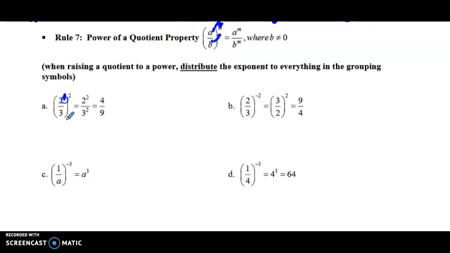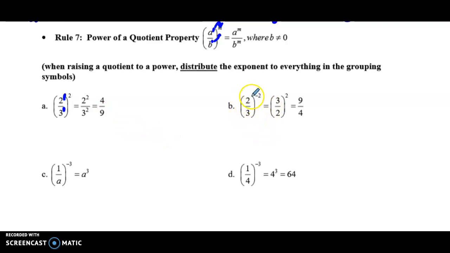Okay, so let's take a look at letter A. So this is an understood exponent of 1, understood exponent of 1. So we need to multiply 1 times 2 to get 2 squared. Okay, we have to multiply 1 times 2 to get 3 squared. Simplifies to 4 to the ninth.